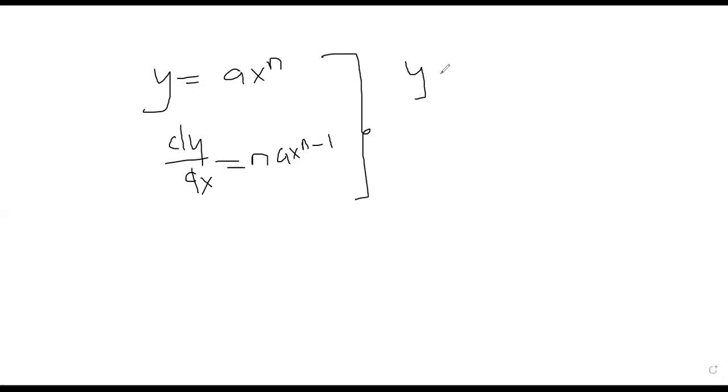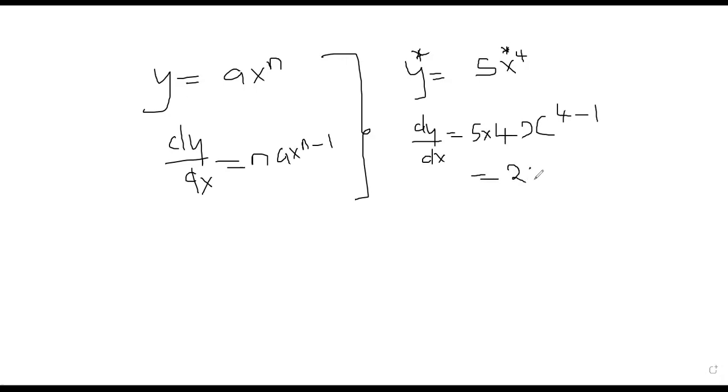So if you have y is equal to 5x to the power 4, this is called dy over dx to start with, because there's y this side and there's x this side. We're going to multiply 5 times 4. Then we're going to subtract 1 from the power, 4 minus 1. So the final answer, what we call the derivative, is 20x to the power 3. That is how we differentiate.